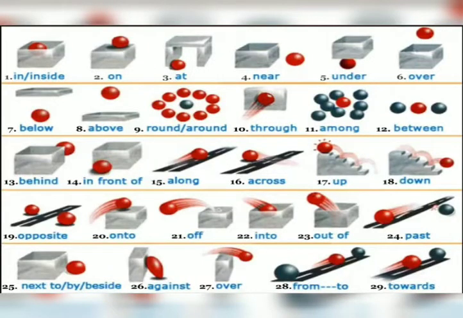In this slide, you can see a red ball in each image. The prepositions shown in the images indicate the position of the red ball with respect to the other object or the surroundings. For example, in, on, at, near, under, over, below, above, etc. We'll learn prepositions one by one in the upcoming slides.